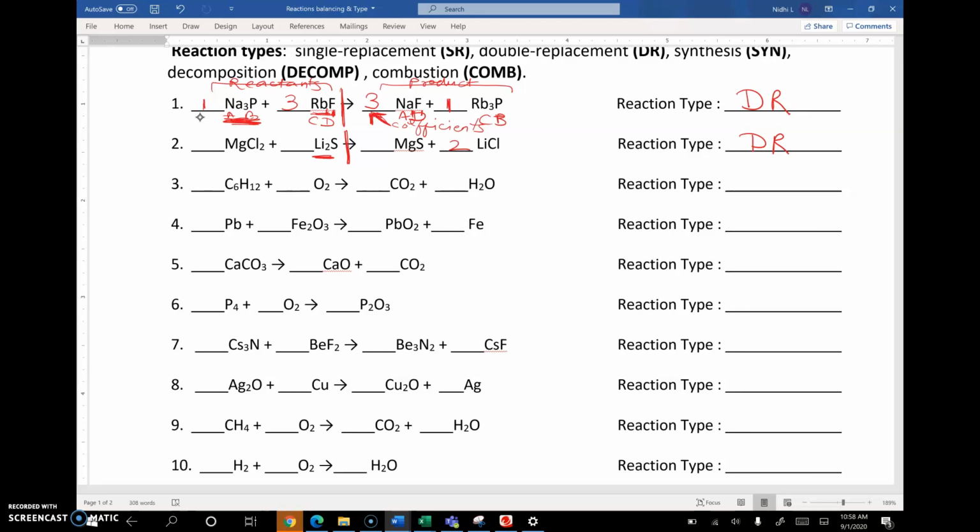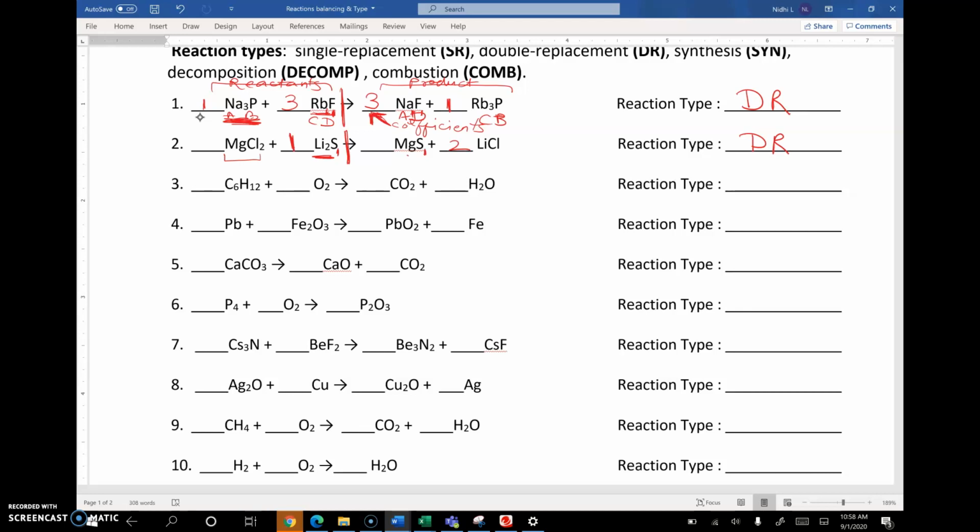So lithium is 2 now. How many sulfurs do we have in the reactant? We have 1 sulfur. If you see 1, there is 1. This makes this sulfur also 1. So we don't need to do anything. Let's go ahead and put 1. Let's look at the magnesium chloride, MgCl2, right here. We have 1 magnesium on each side.